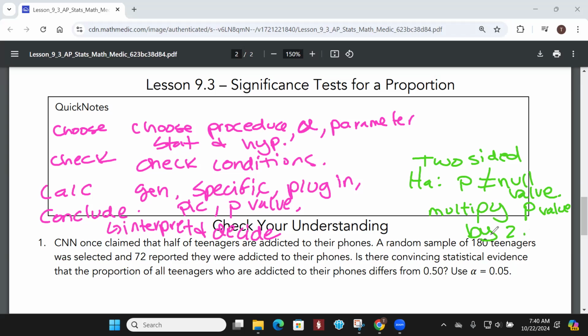So what I want you to do is you're going to do the next problem. Choose, check, calculate, conclude. You should at least get through the choose, check, and calculate part. I'll help you with the conclusion in just a second. So go ahead and take some time.